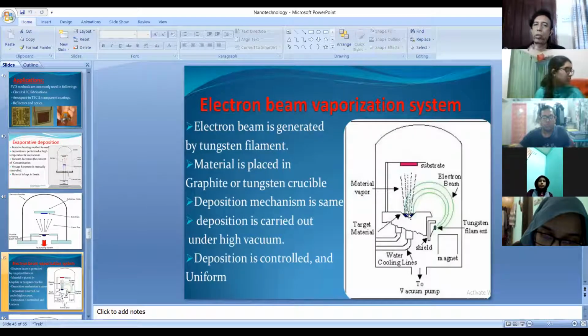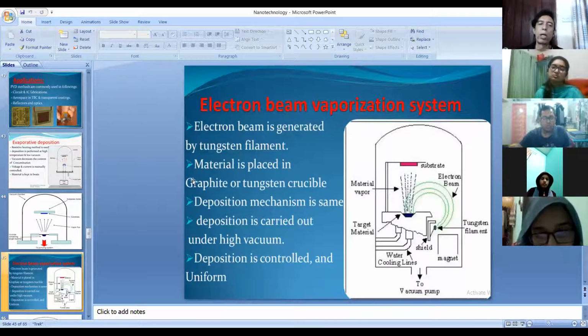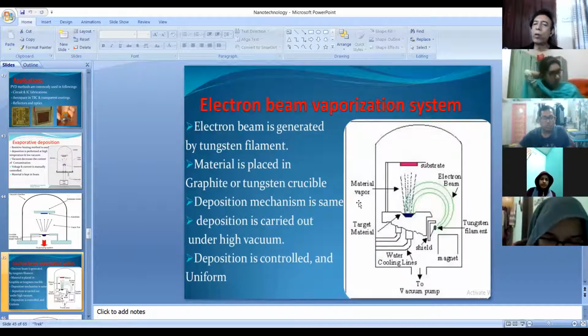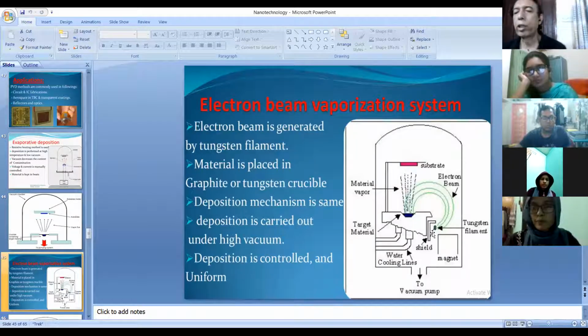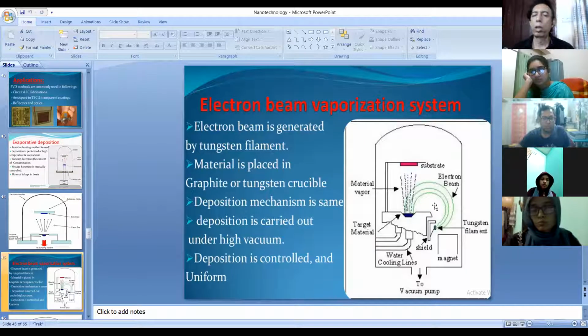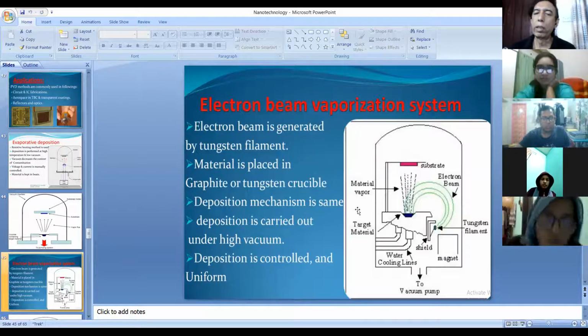It is a vaporization technique using the electron gun. The electron beam is generated by a tungsten filament in the electron gun, and the material is placed in a graphite or tungsten crucible. The deposition mechanism is the same, and deposition is carried out under high vacuum. Why high vacuum? Because without high vacuum, the electron beam will collide with air molecules or other molecules present in the chamber, so it will not bombard the target.